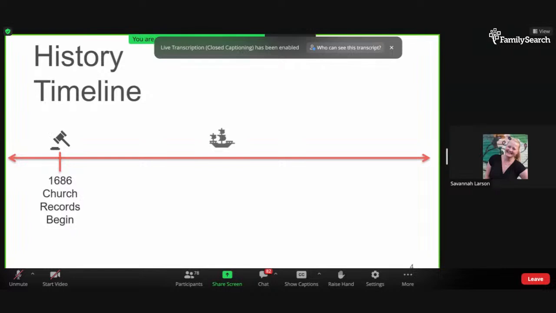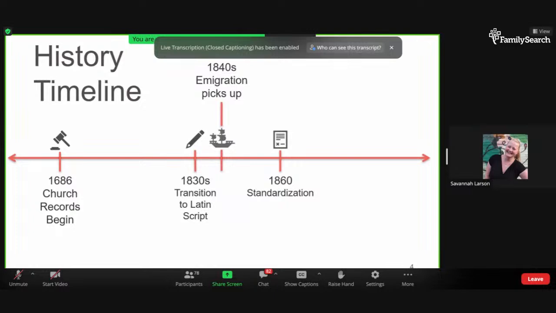In the 1830s, there was a transition from a Gothic script, which is the older German script that you probably heard about if you watched the German class just before this one. It transitioned into a Latin script, which is much easier to read. That happened around the 1830s, which is important because immigration picks up in about the 1840s. So if you have an immigrant ancestor from Sweden, they probably left Sweden around the 1840s. And so most of the records are going to be in the Gothic script. In 1860, the parish record forms for all of the parishes across the country were standardized. So you start to see records that look very similar no matter what part of the country you're in.